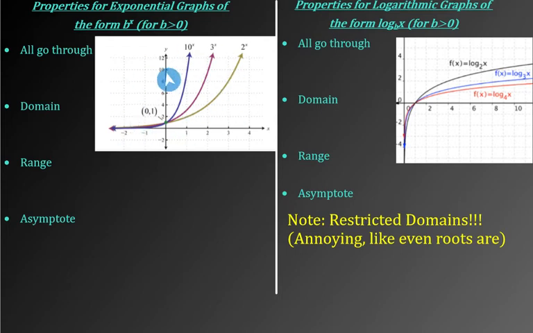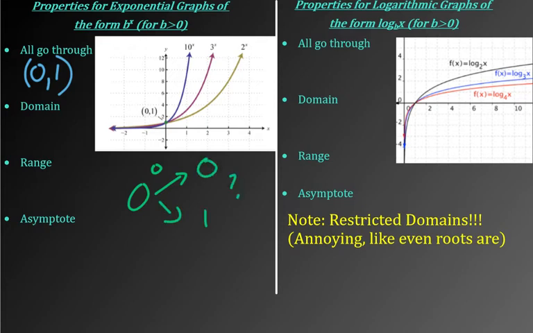But no matter what exponential you have, all of them are going to go through 0, 1. And that's just because anything to the 0 power is 1, right? 10 to the 0 is 1, 3 to the 0. The only weird one in the world is 0 to the 0, because we don't know, should it be 0 or should it be 1? It really is this thing called an indeterminate form. And there are just things like this in math.